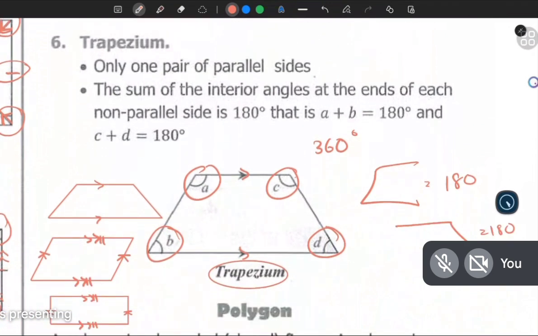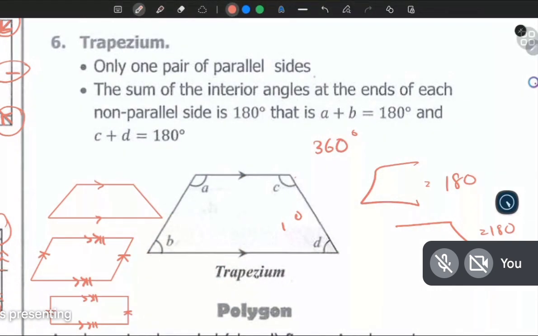Now looking at the trapezium, it has only one pair of parallel sides. The sum of the interior angles at each end of the non-parallel sides is 180. Therefore, this side with this side is 180, and this side with this side is 180.